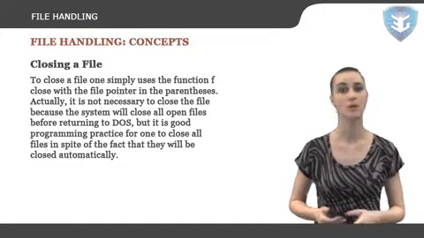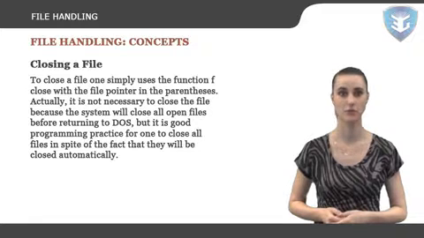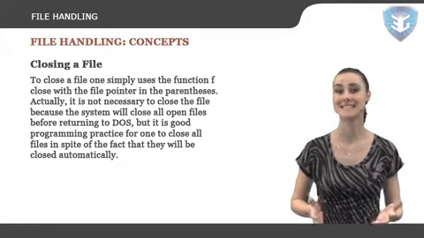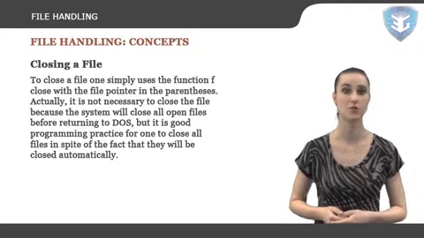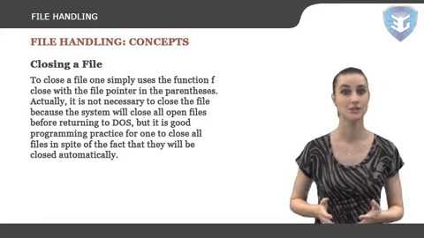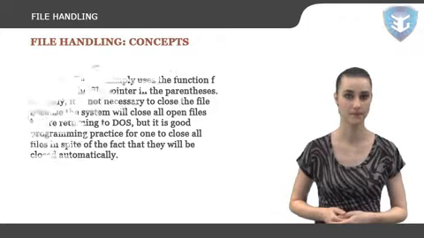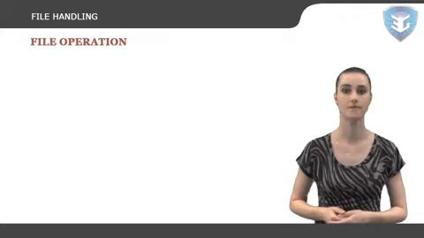Closing a file. To close a file, one simply uses the function fclose with the file pointer in the parenthesis. Actually, it is not necessary to close the file because the system will close all open files before returning to DOS, but it is good programming practice for one to close all files in spite of the fact that they will be closed automatically. Now we shall talk about file operation.